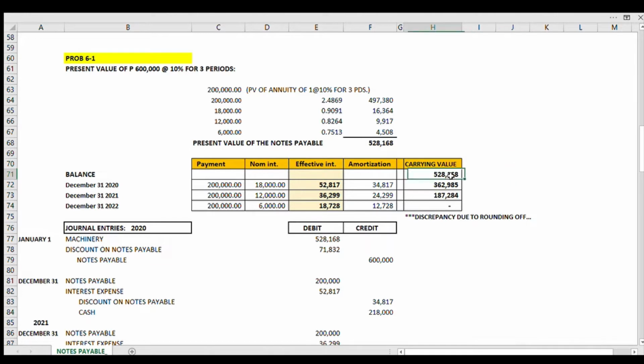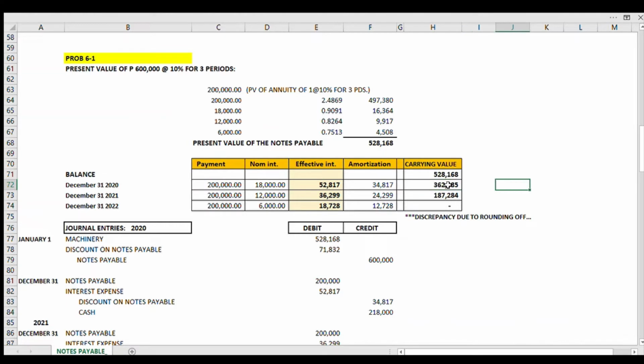Again, 528,168 minus 200,000 plus 34,817. That is the difference between 52,817 and 18,000. So that goes for the second year.